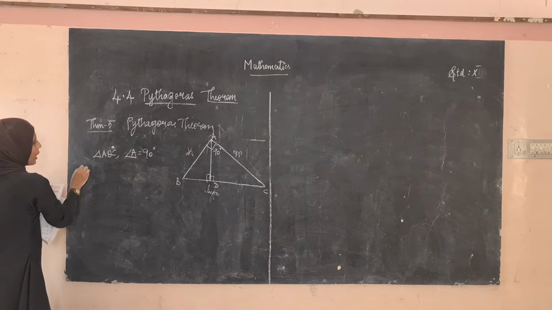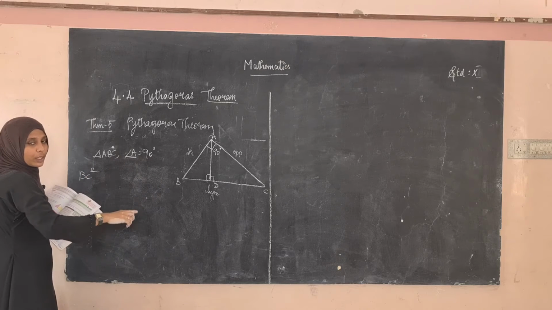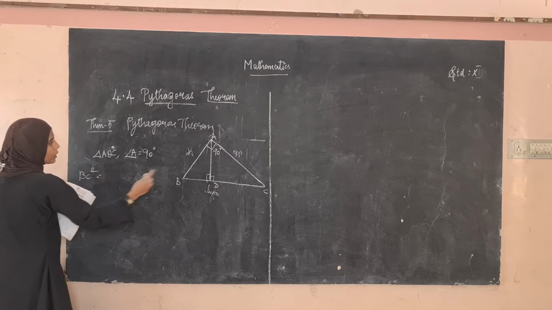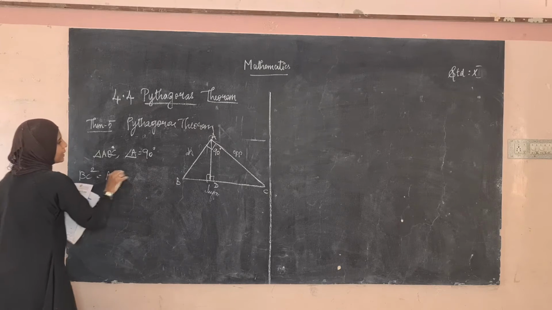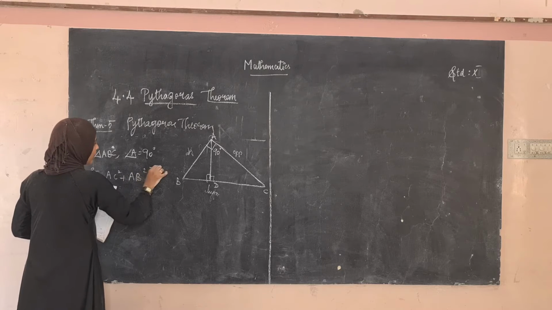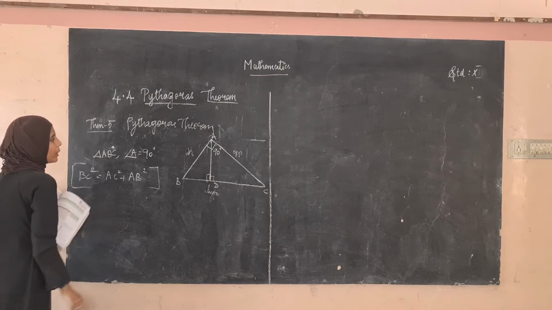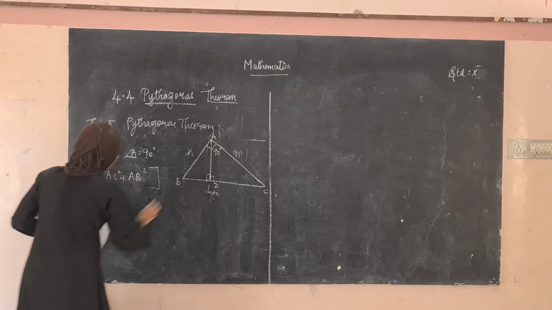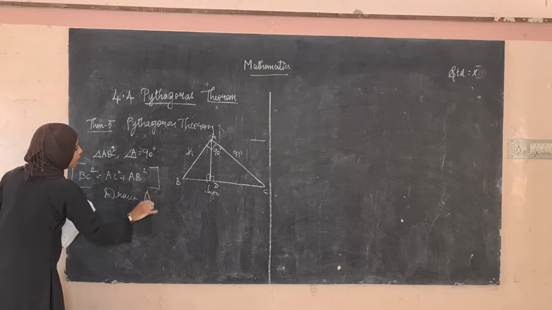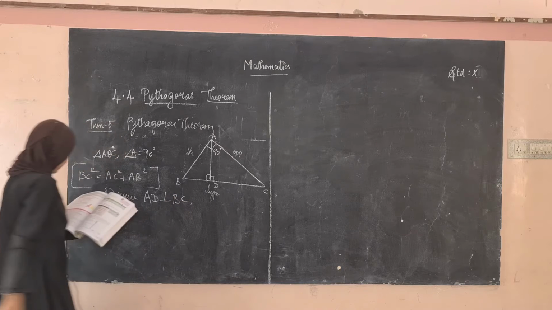What you have to prove? You have to prove that BC square, that is hypotenuse square, is the sum of the squares of the other two sides. That is BC square is equal to AC squared plus AB squared. This is what we have to prove. Okay, so what we are doing is draw AD. You have to write these constructions. Draw AD perpendicular to BC.